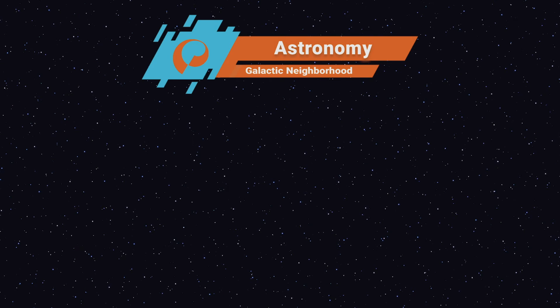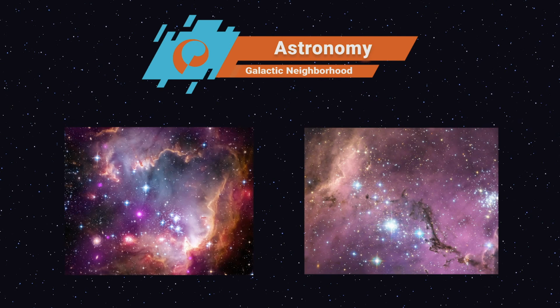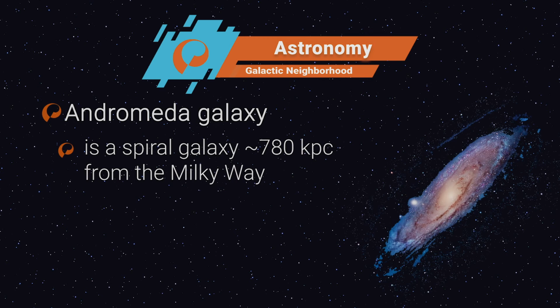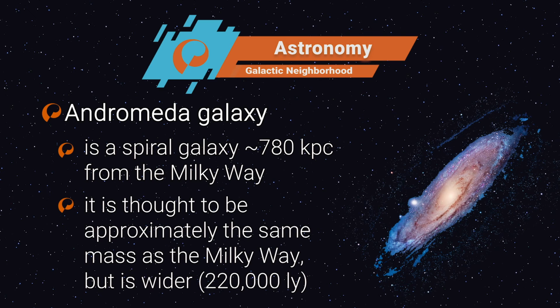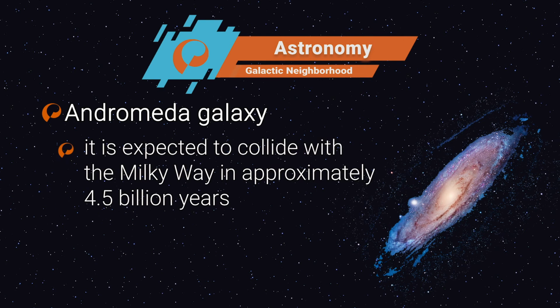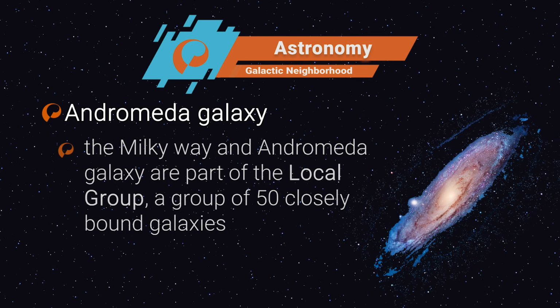The Milky Way has several small companion galaxies, the two largest of which are the Small and Large Magellanic Clouds. The Andromeda Galaxy, our nearest neighbor galaxy, is a spiral galaxy, approximately 780 kiloparsecs from the Milky Way. It is thought to be approximately the same mass as the Milky Way, but is wider, about 220,000 light-years in diameter. It is expected to collide with the Milky Way in approximately 4.5 billion years. The Milky Way and the Andromeda Galaxy are part of the Local Group, a group of 50 closely bound galaxies.